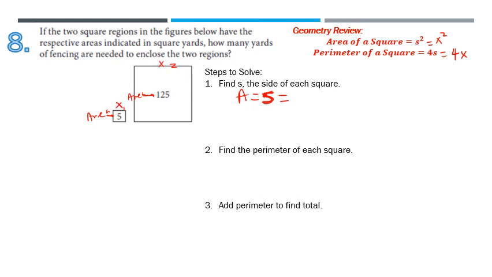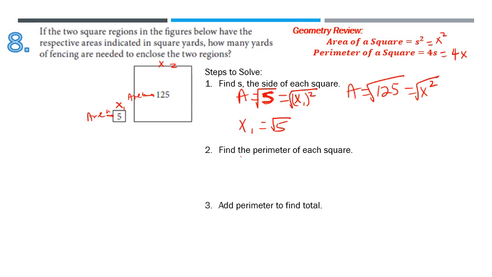So we have 5 equals x1 squared. Okay? So if we're looking for just x, not x squared, we're going to take the square root. If I take the square root, what I do to one side, I have to do to the other. So now I know that x1 equals square root of 5. I'm going to do the same thing with my larger. We know that area equals 125. Area is x squared. So we're going to take the square root.